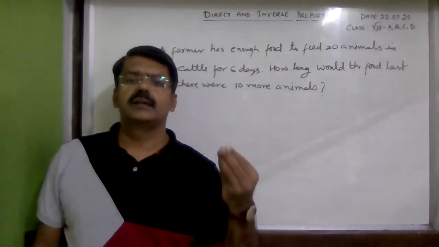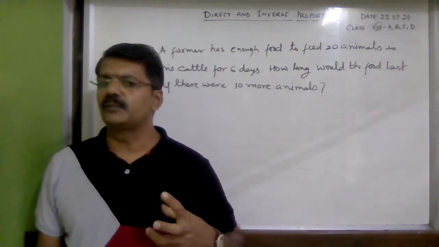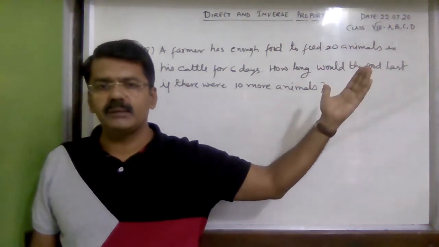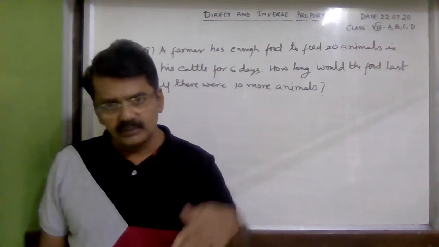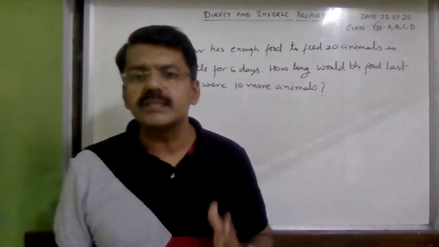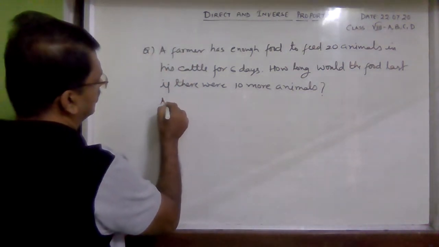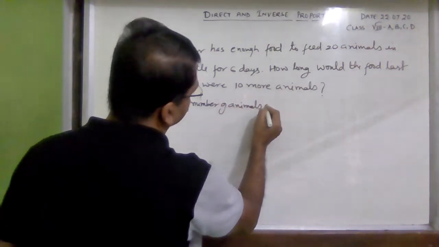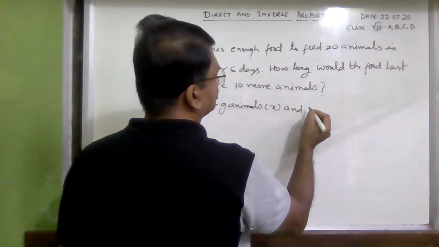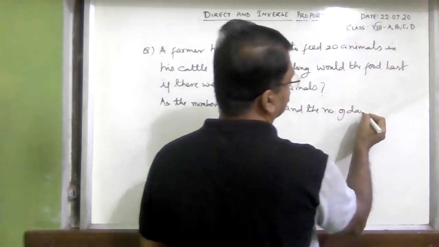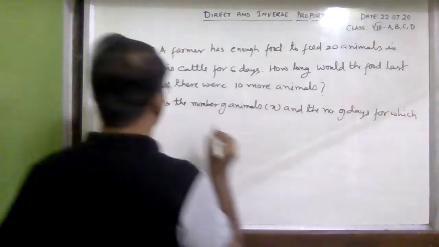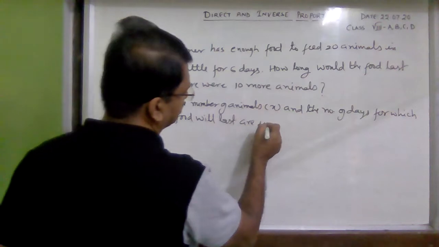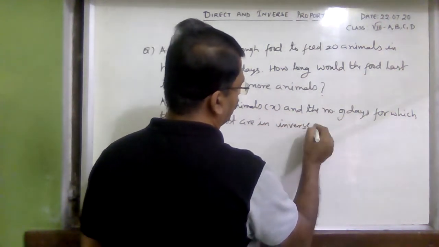Now see here, the two quantities are the number of animals and the days for which the food is going to last, if the food is fixed. So if a fixed amount of food is there, if you increase the number of animals, then the number of days will be reduced. Similarly, if you reduce the number of animals, the number of days will increase. So they are in inverse proportion. So we'll write: the number of animals and the number of days for which the food will last are in inverse proportion.